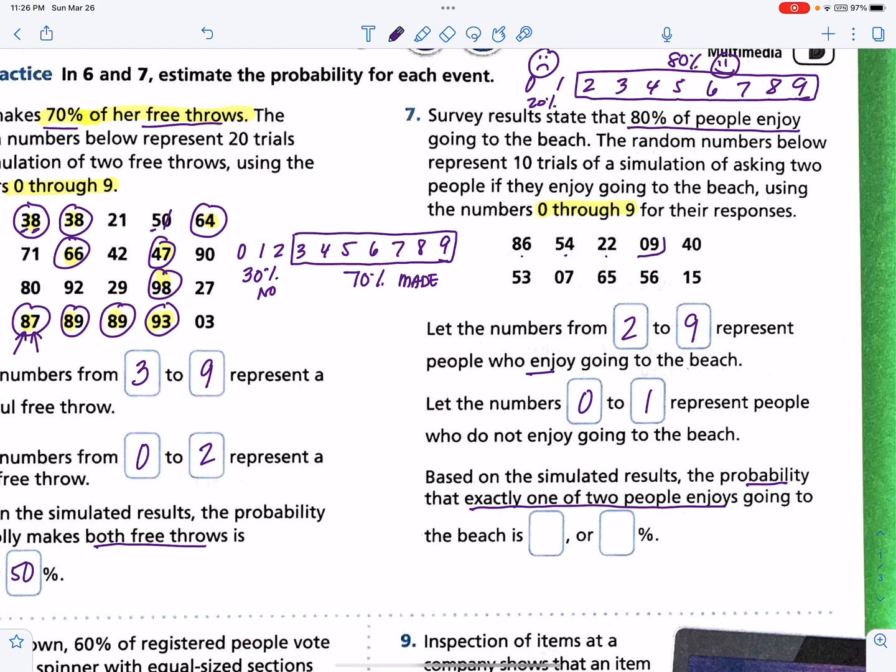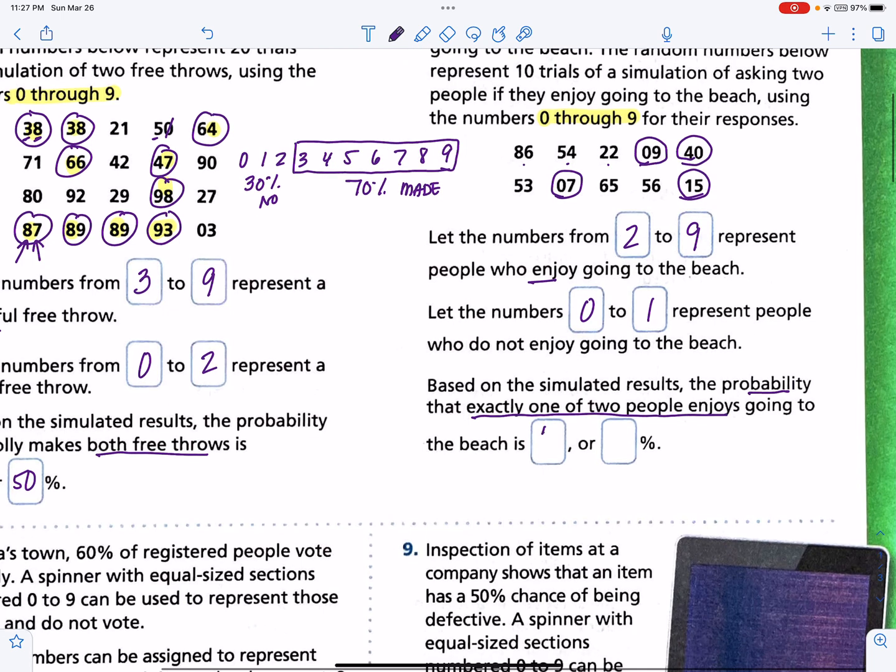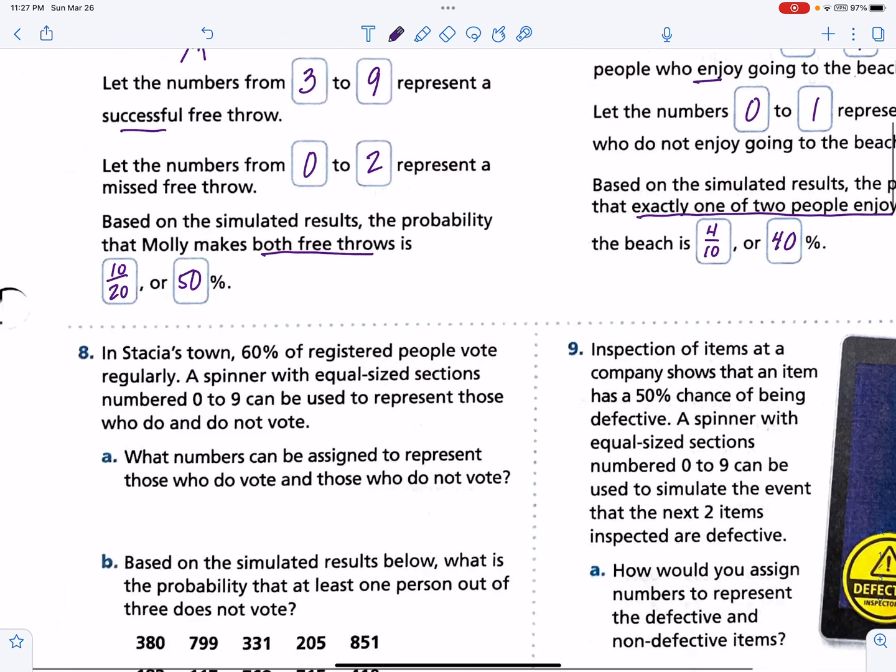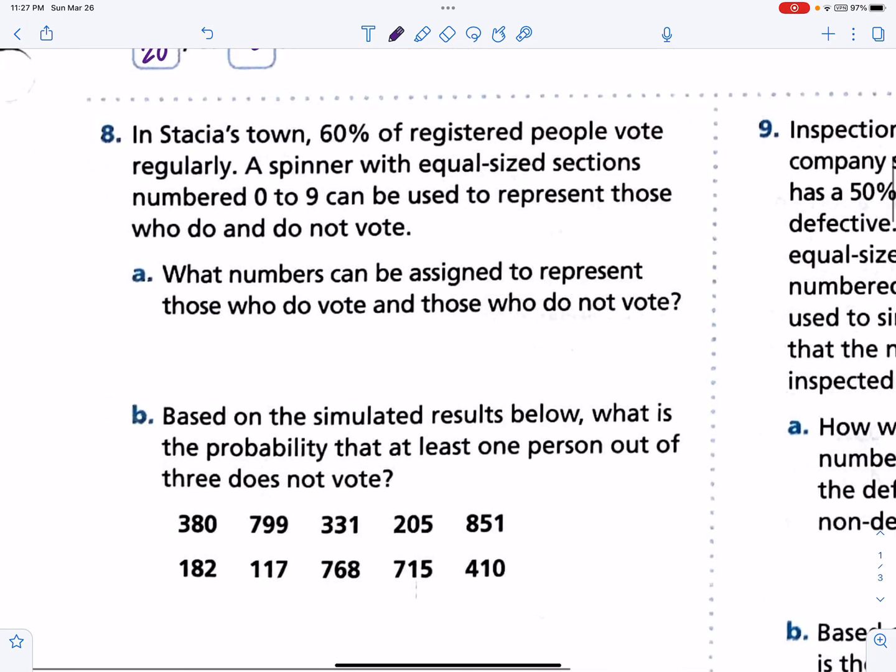Okay, one is happy, one is sad, because one is 2 through 9. Okay, one is happy, one is sad. One is happy, one is sad, and one is happy, one is sad. Okay, and so that's 4 out of 10, or 40%.